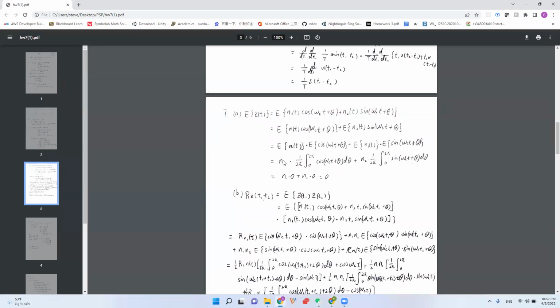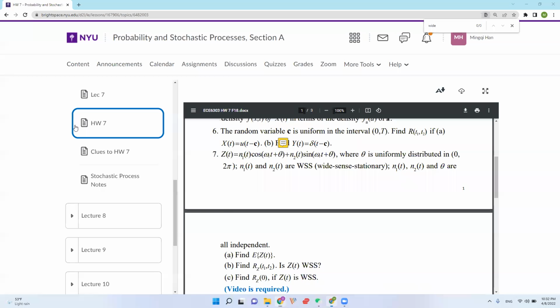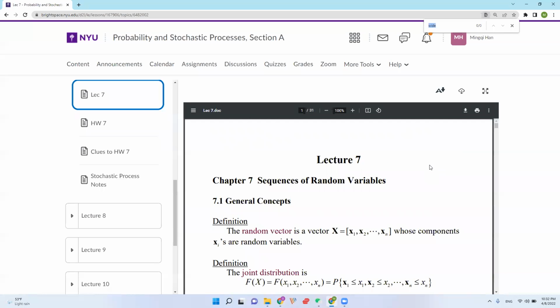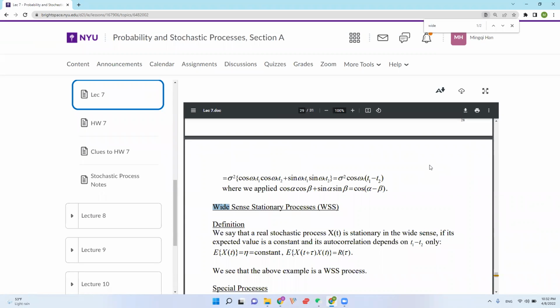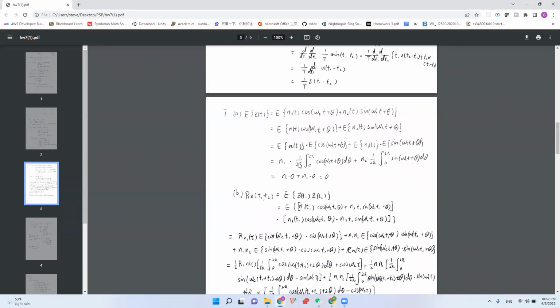To solve this, E[N1(t)] is just N1, which, according to what we had here, is a constant. So we plug in a constant here. And for N2, it is also the same, a constant. What we're left with is this equation.